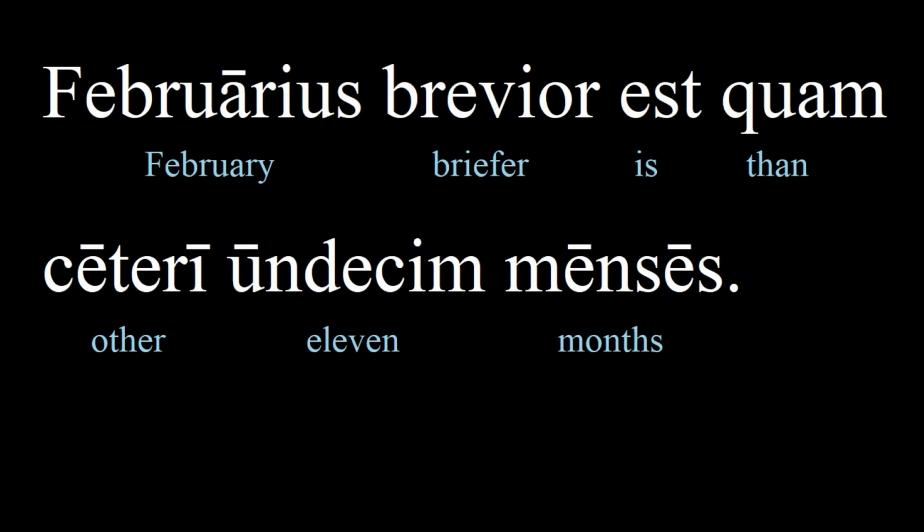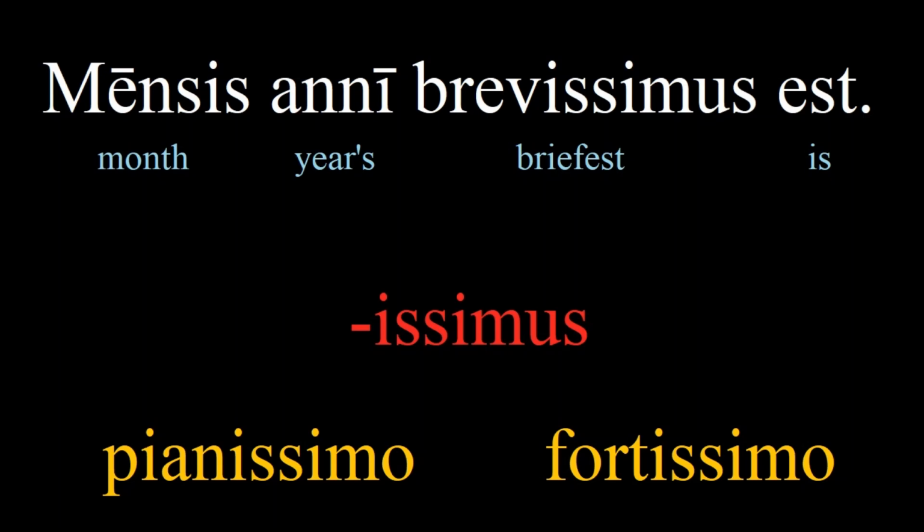The next sentence rephrases this. Mensis anni brevissimus est. It is the shortest month of the year. This ending, -issimus, gives the meaning the most or the least. It is the superlative form, and it is declined just like first and second declension adjectives. If you play music, you may recognize this form in the words pianissimo and fortissimo, meaning softest and loudest. These came from Italian, which is why the -us changed to -o at the end of the word.